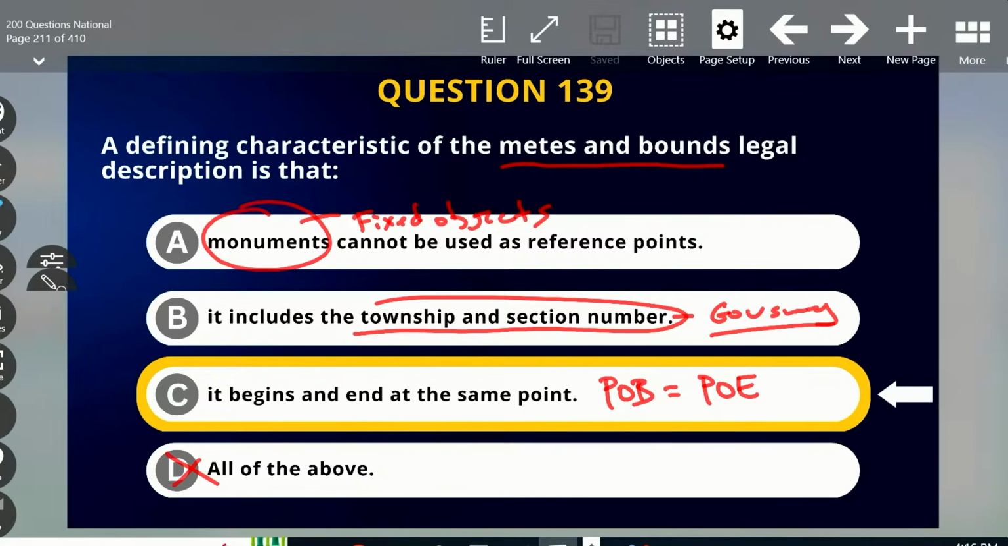You want to know your legal descriptions. You'll see them on examinations. There are three legal descriptions. There's meets and bounds, lots and blocks, and then the government survey.